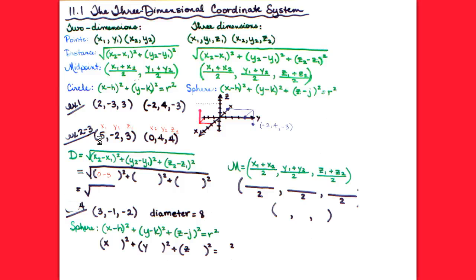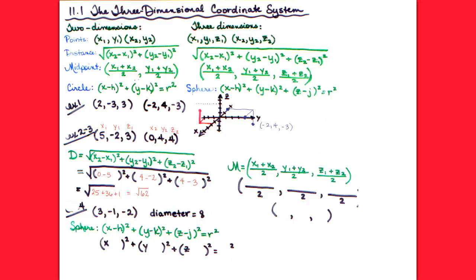What would I get for my y values? What minus what down here? Yeah, 4 minus a -2, so 4 plus 2. How about my z values? 4 minus 3. So let's go ahead and simplify. -5 squared is 25, 6 squared is 36, and 1 squared is 1. And we can combine those values to get square root of 62.